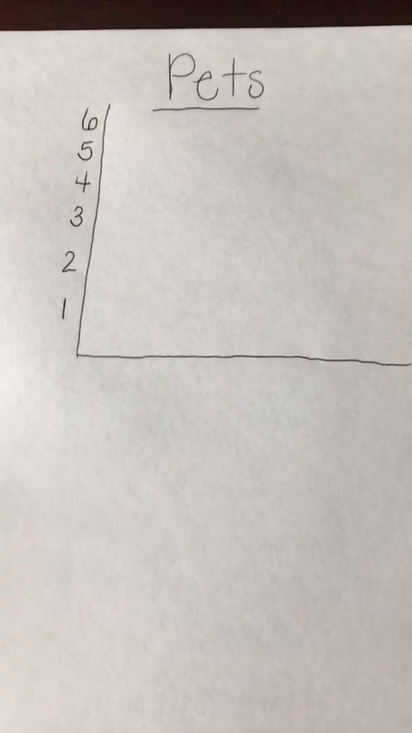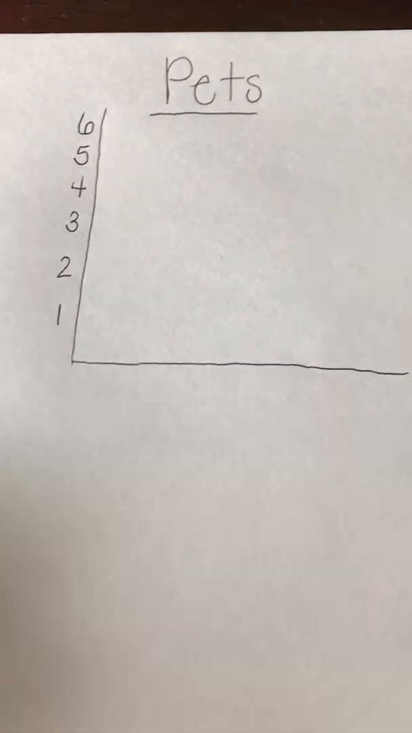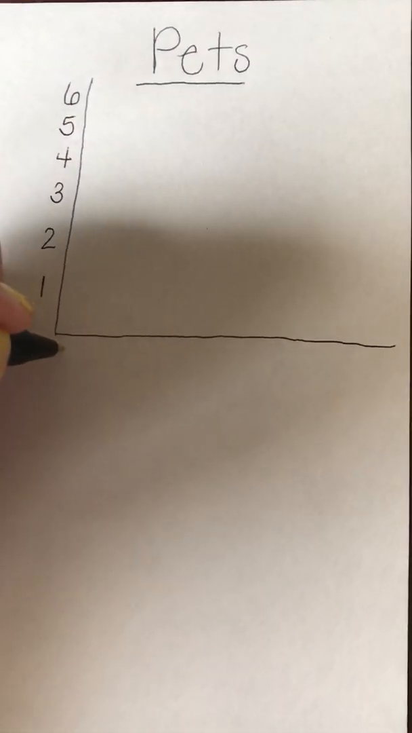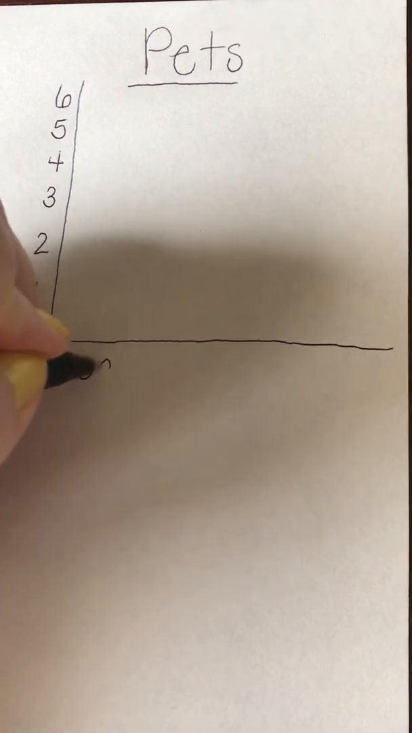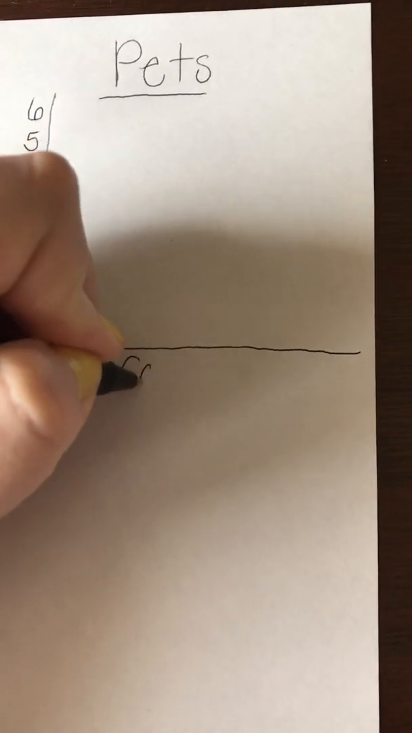And at the bottom of my bar graph, I'm going to label the different types of pets. So we have dog, cat, fish, and hamster.